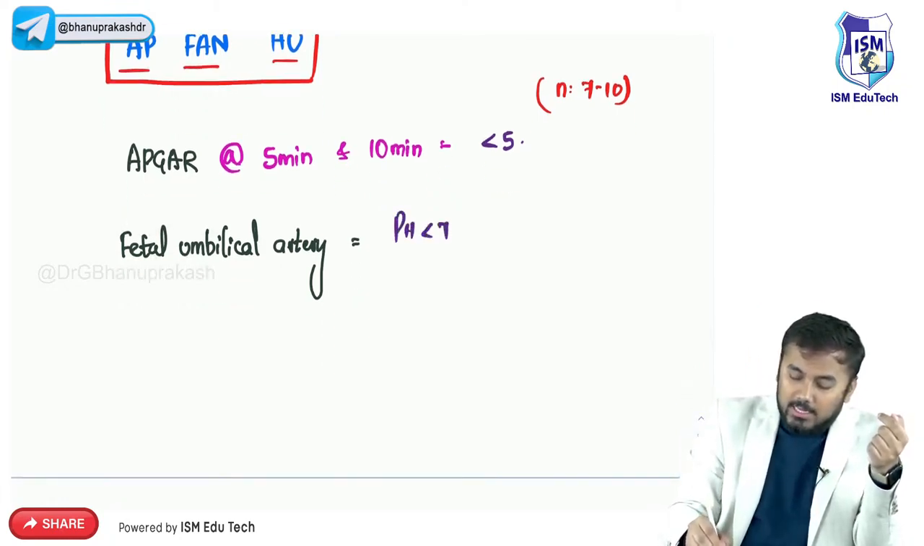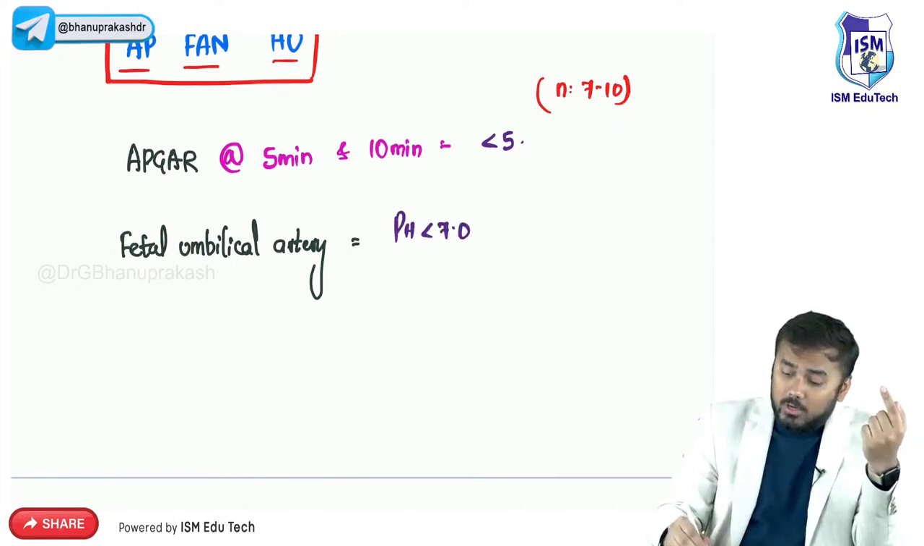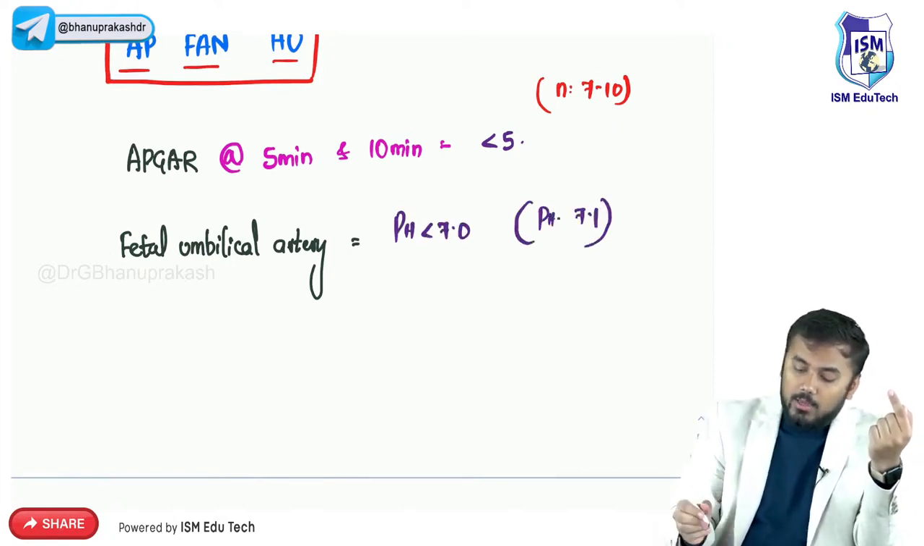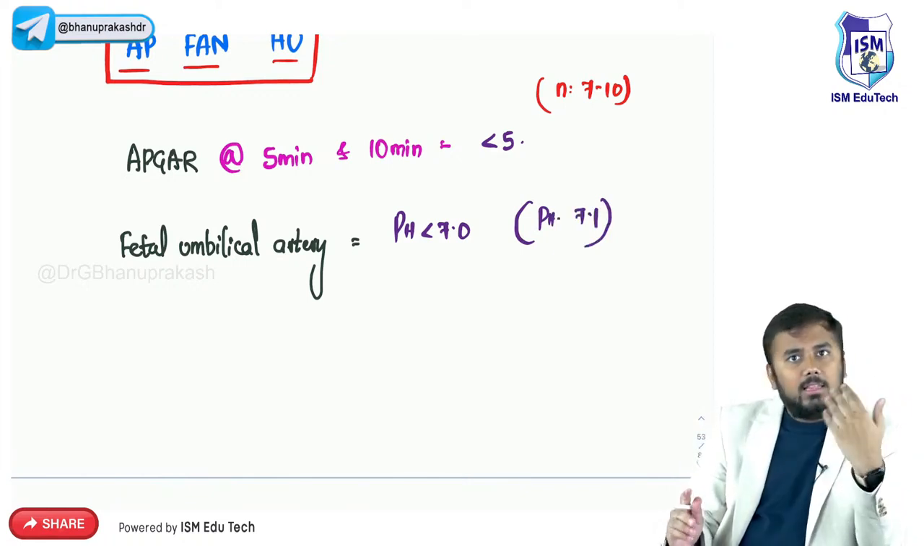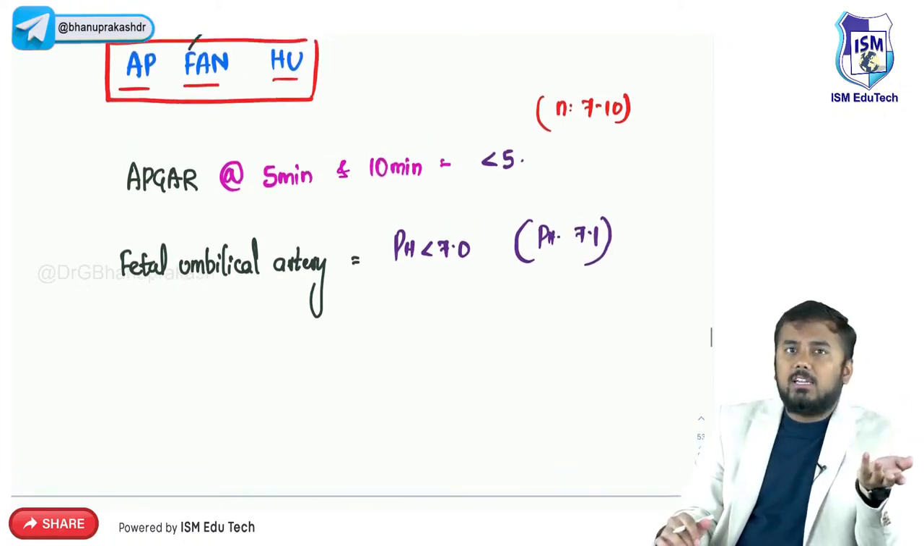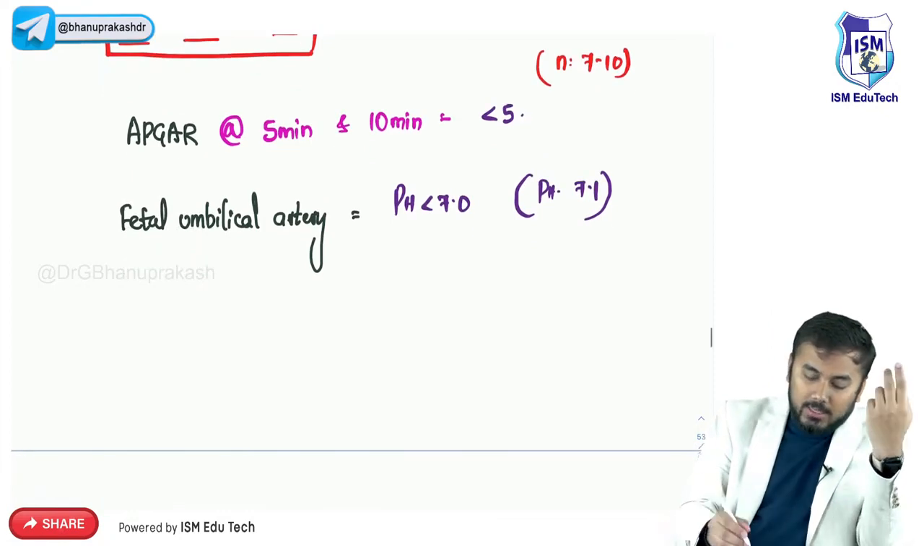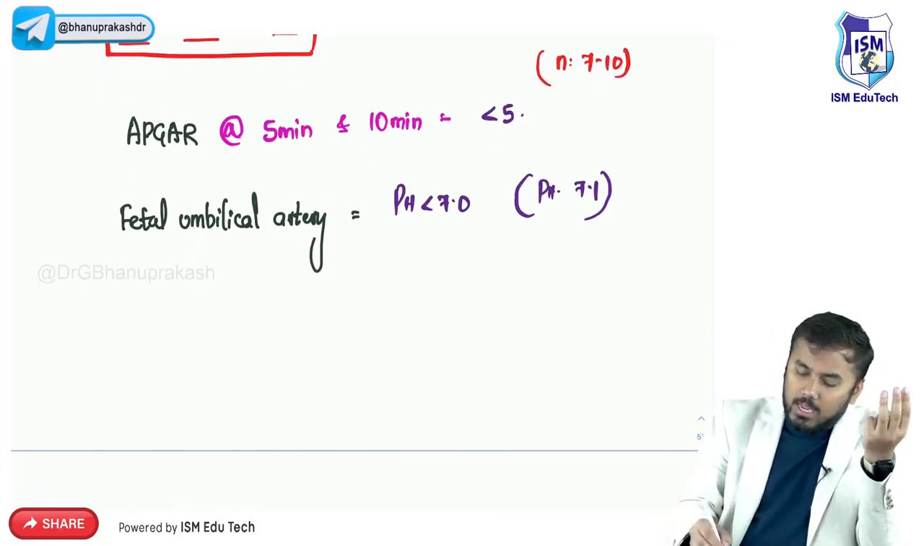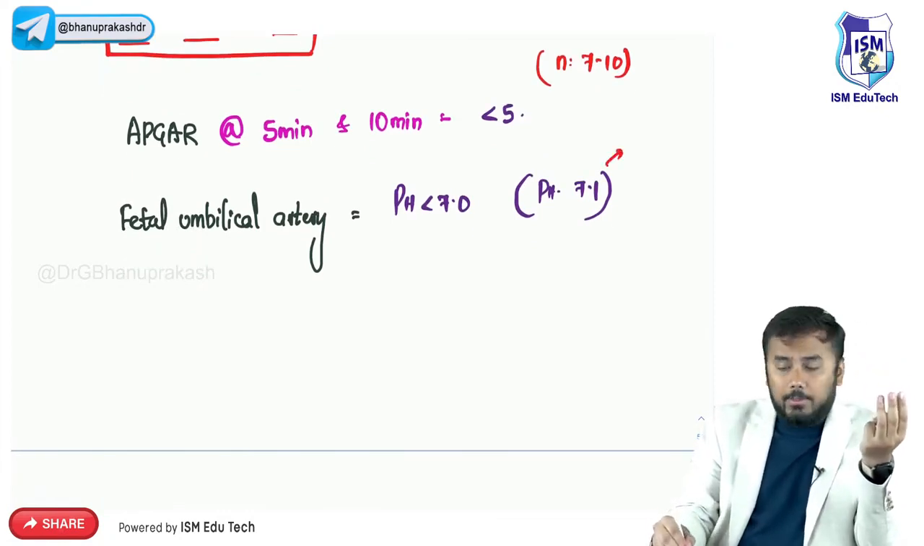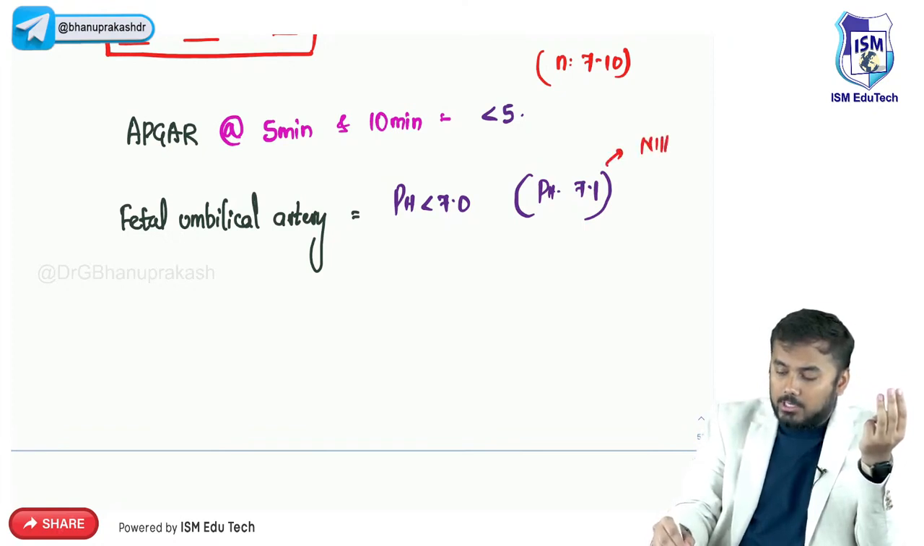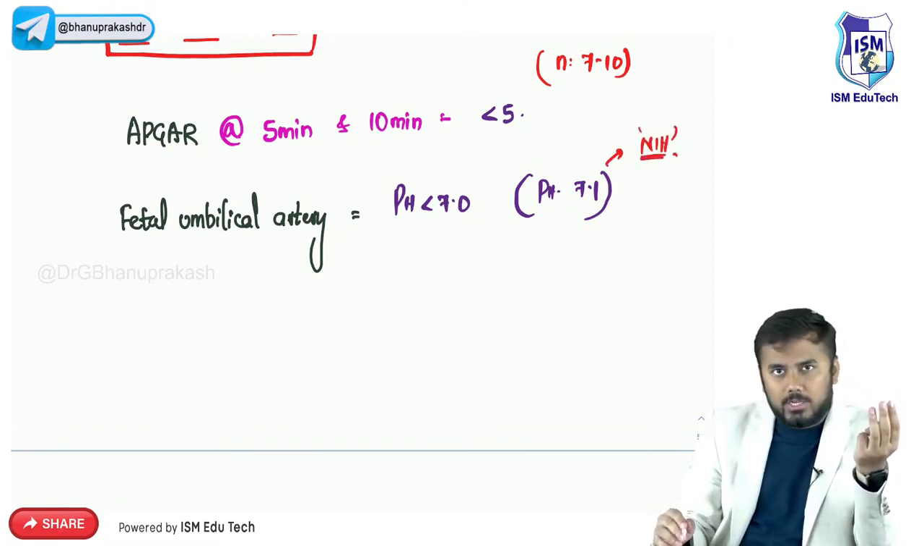If the pH is less than 7, normally the pH should be 7.1. If the pH is less than 7, then it is acidic. Why acidic? Because of low oxygen. And by the way, these values I'm taking from NIH, the National Institutes of Health. That is a standard website, guys.